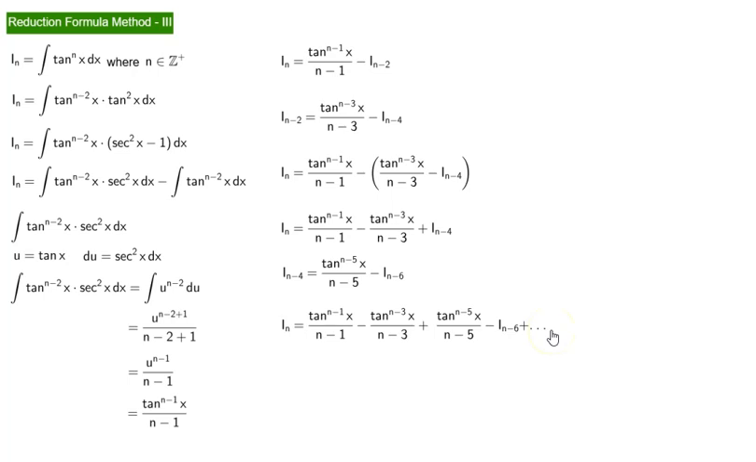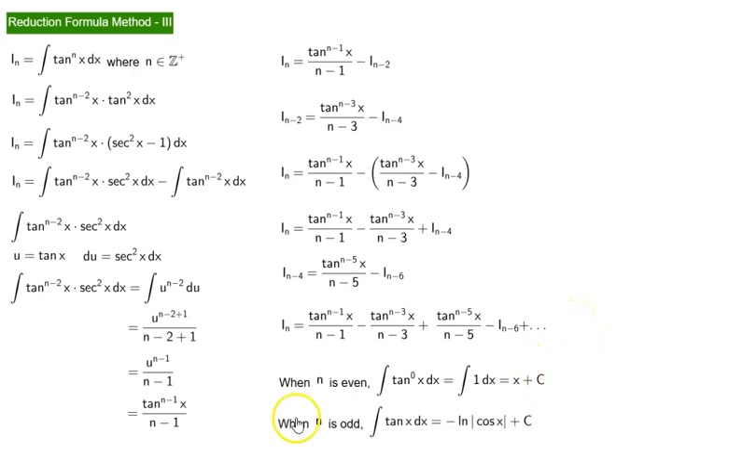And this will keep going till when? As we keep subtracting, we either end up with 0 or we end up with 1. When n is even, we will end up with I sub 0, that means integral of tan^0 x dx, which is equal to integral of 1 dx, which is equal to x plus c. So if n is even, we end up with, as the last term, x. And when n is odd, we end up with integral of tan x dx, which we know is equal to minus natural log of absolute value of cos x plus c.